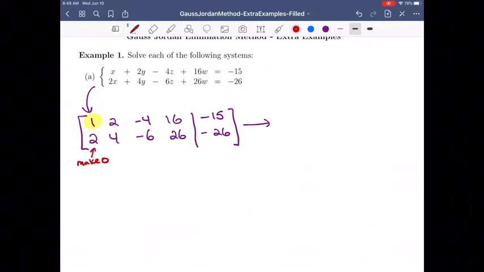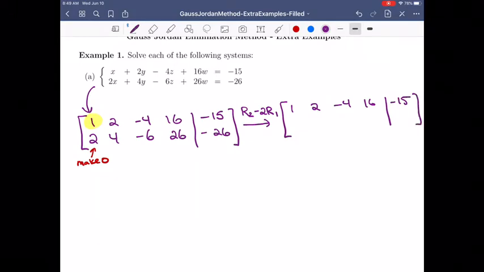When we're making zeros, we want to use another row. So we're going to use row 1. I'm changing row 2, so it goes first, and I want to subtract 2 of row 1. I can write row 1 in right away because it's not changing. Now row 2, I'm going to do row 2 minus 2 row 1.